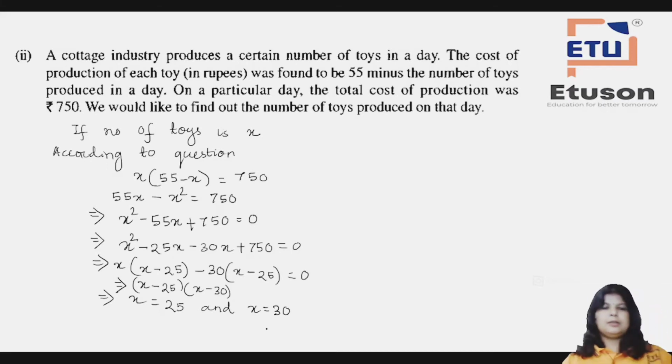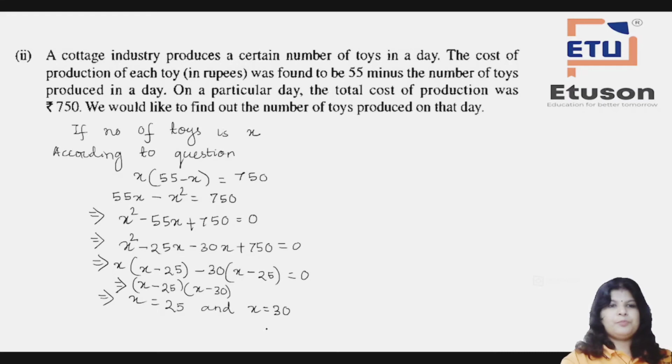So that means either x can be 25 or x can be equal to 30. The number of toys produced on the day can be 25. If the number of toys is 25, then the cost will be 30. And if the number of toys is 30, then the cost will be 25. Correct, children? Hope you have understood this question. Okay, now shall we go to the next problem then?